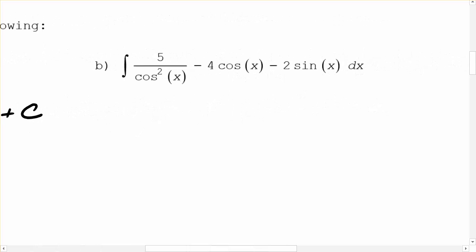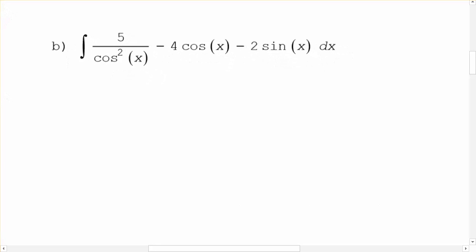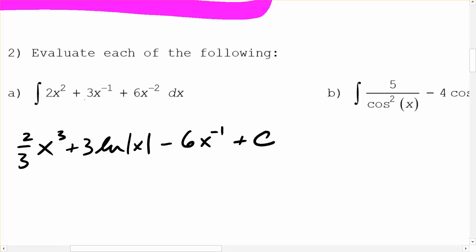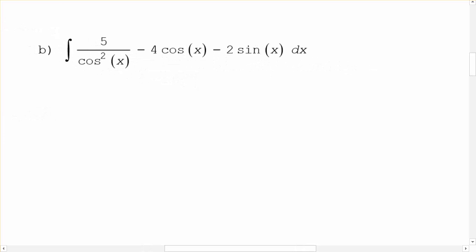Okay, ready for the next one? Let's see how you do on the third element, the integral of this right here. The integral of x to the negative 1 is ln x, like that. Yay.